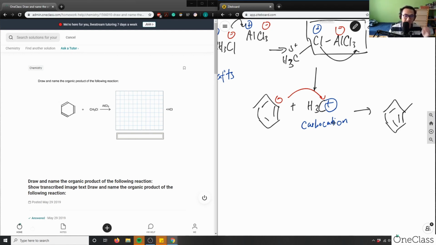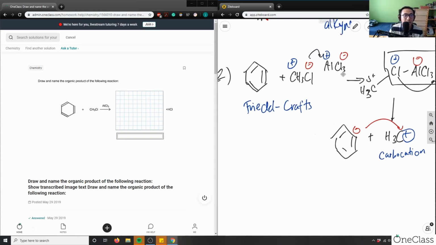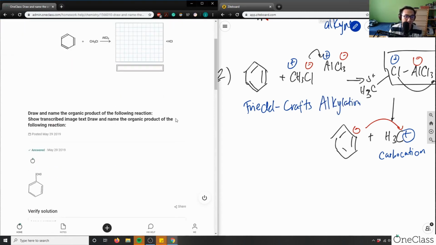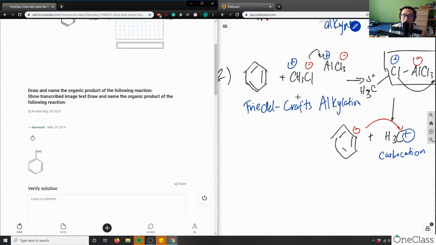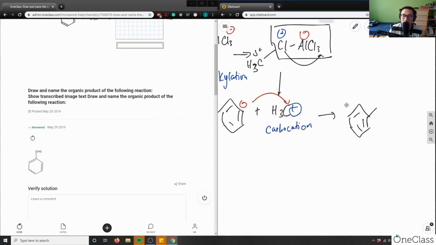So this is a classic example of a Friedel-Crafts alkylation. I'm adding an alkyl group to my benzene. Let's look at the product here, and it's correct. I put the methyl on this carbon, but it doesn't matter. I could rotate this benzene, and it would still make this compound.